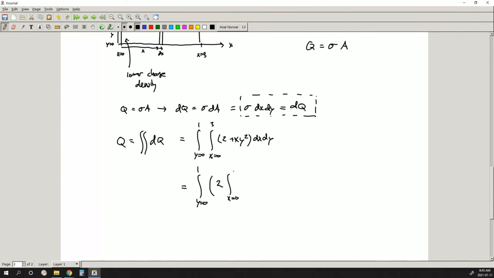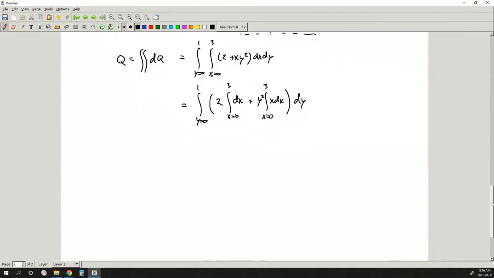Then we're going to integrate x from 0 to 3. The only thing in the first term that is x dependent is dx, so we're just going to have dx there. For the second term, we can factor our y squared out of the integral, because we're doing an integral in x here. So we have x equals 0 to 3, factoring out our y squared, and then we just have an integral of x dx. After this is all done, we have to integrate in y.